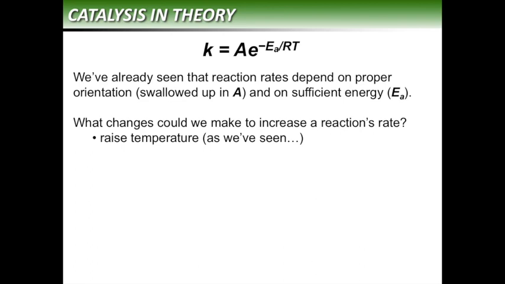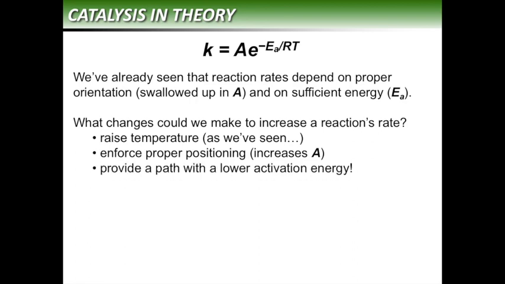You want something that can make your collisions more successful, even if the temperature doesn't change. Namely, you'd like something that would enforce proper positioning. Remember that a bunch of your collisions don't succeed because they don't hit the right way. Additionally, you'd love a path with a lower activation energy. Some sort of path that removes this barrier so that more of your collisions have sufficient energy, because having sufficient energy isn't as hard anymore.